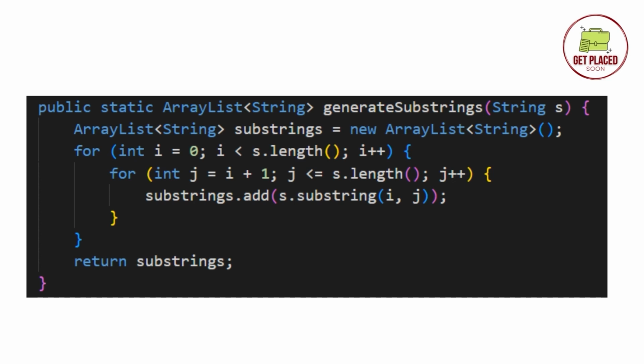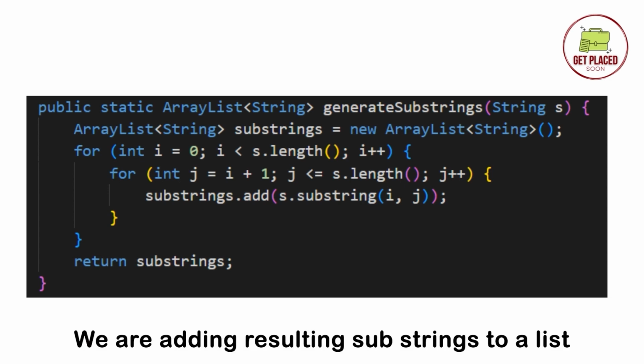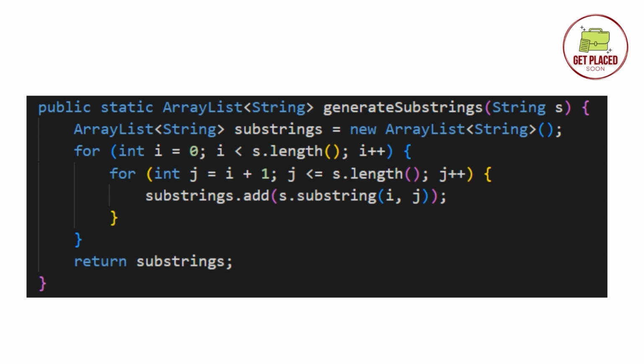Now, inside the loop, we are doing this operation, substrings.add. So, what are we doing here? We are adding the resulting substrings to a list and we will return everything at the end of the function. This is how we generate substrings. Now, let's take an example and understand how these two for loops work.